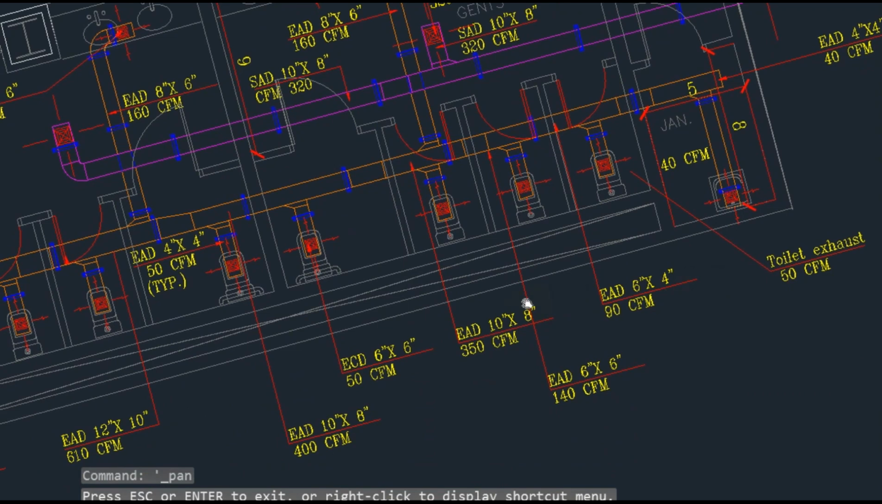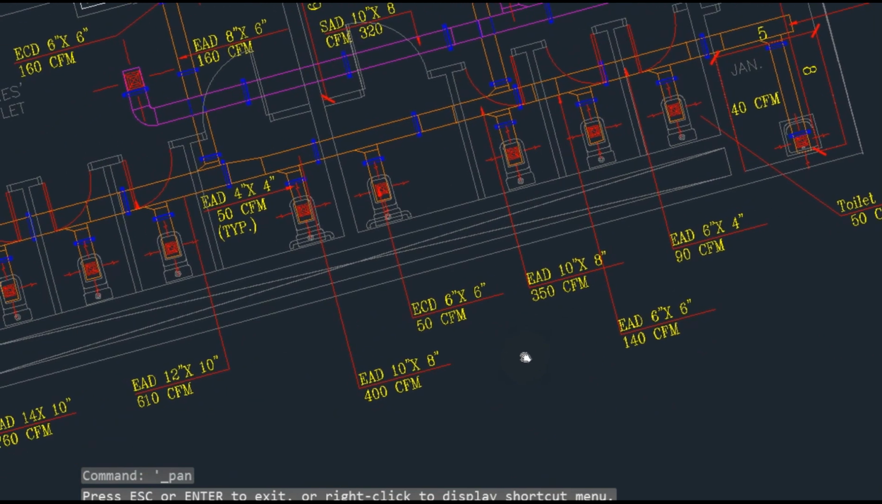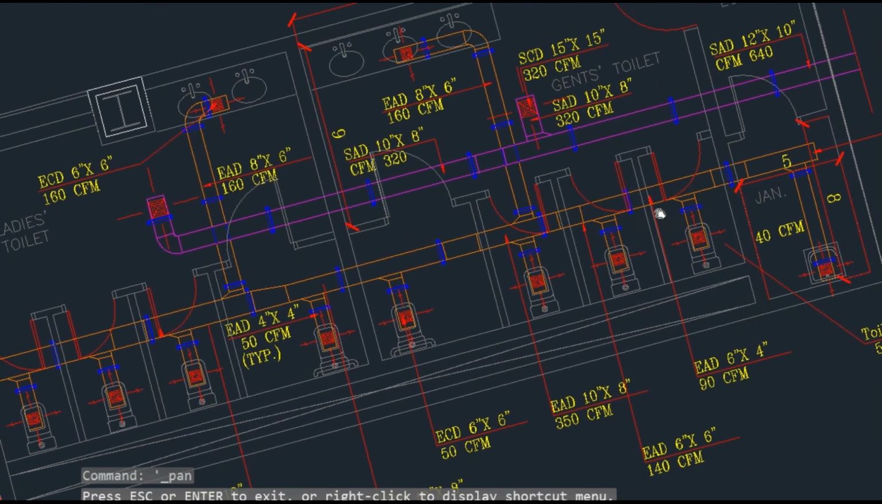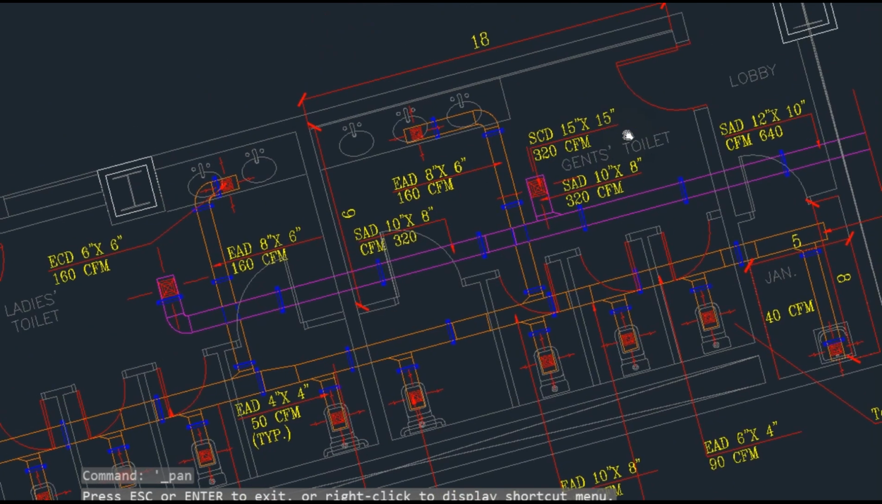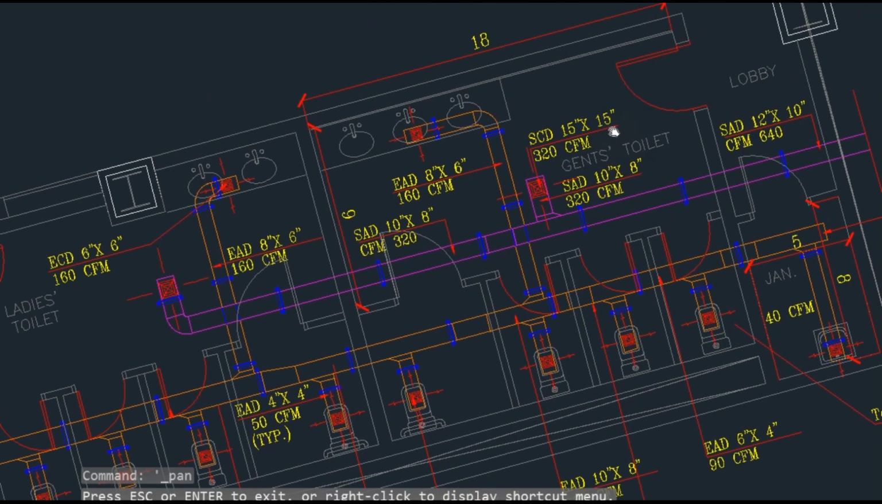Then for the square ceiling diffuser for the toilet, for 50 CFM, it will be 6 by 6 inch. For 40 also will be the same. But for 160 CFM, the square ceiling diffuser is also 6 by 6 inch, and for fresh air 320 CFM, the square ceiling diffuser size will be 15 by 15 inch.